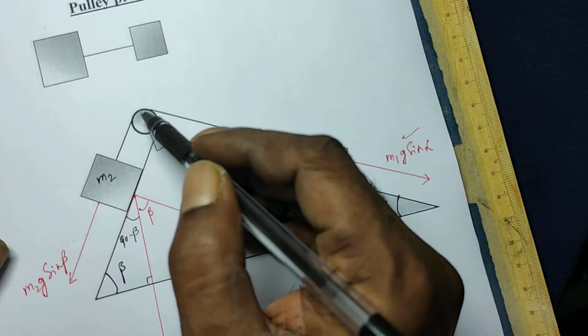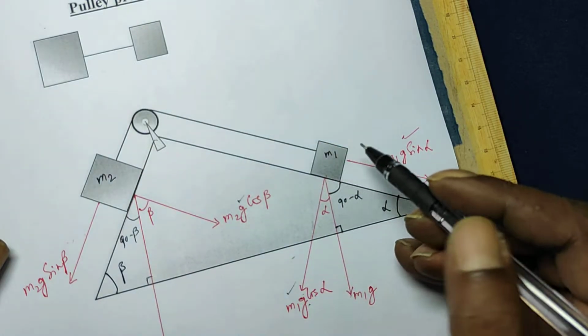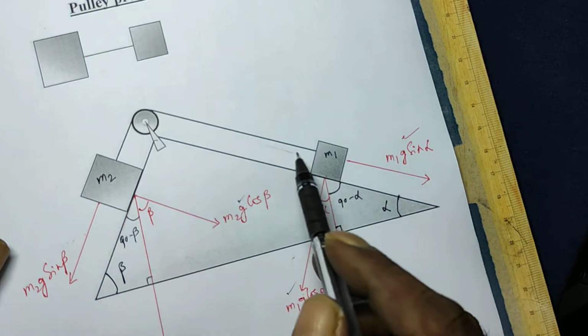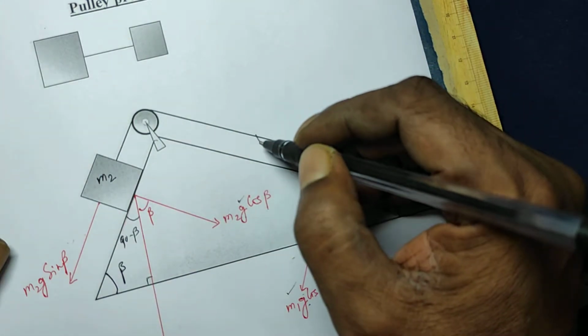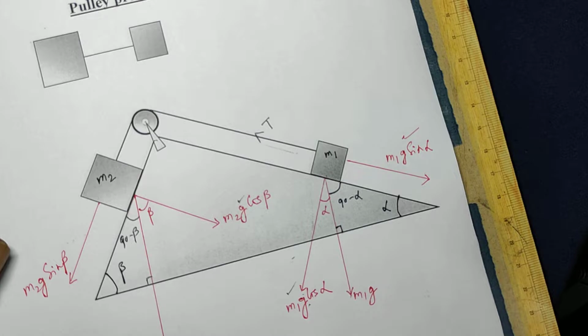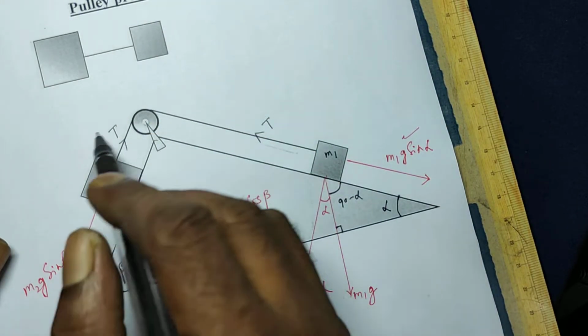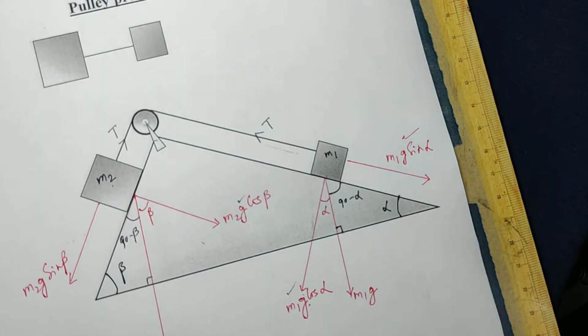So look at this string which is massless, which is passing over the pulley. It will have the same tension. For this part, for the mass M1, the tension will be away from it, and for this mass M2, the tension will be away from it. The same tension T, the same string.